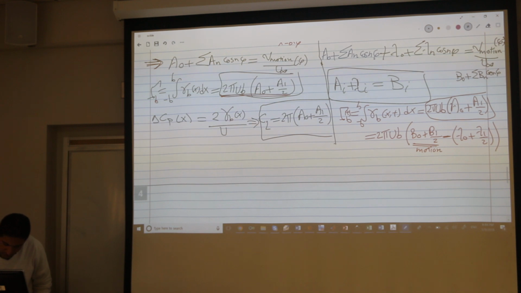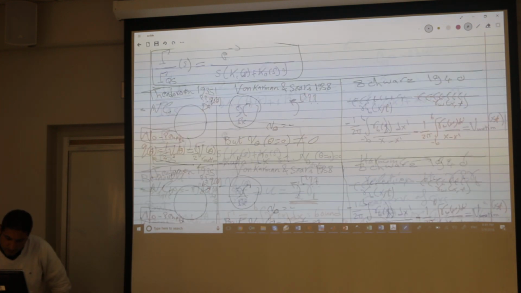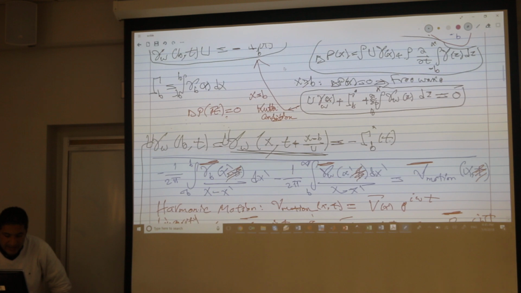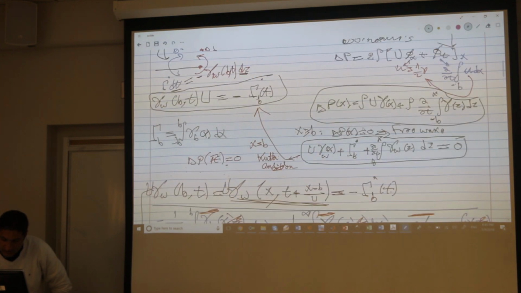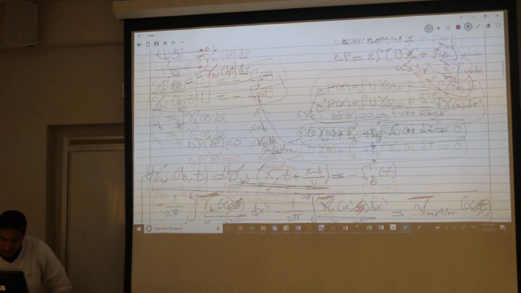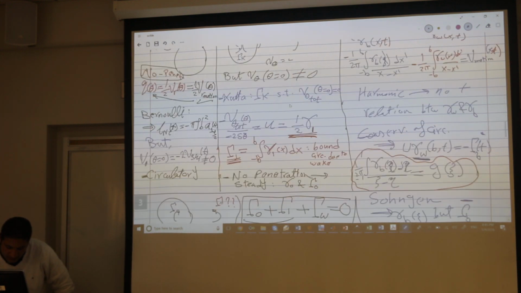And here is the problem. So let's look at delta Cp. Well, we had this relation before. What is the relation between pressure and gamma? Here it is. So please copy this for me. The delta Cp, I will divide by 1/2 rho U squared. Okay? So let's write this.